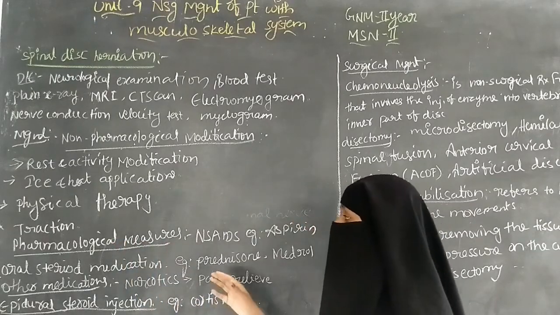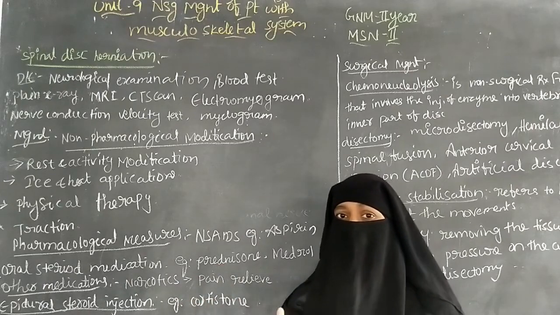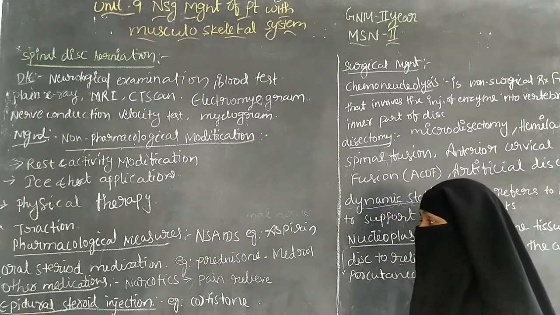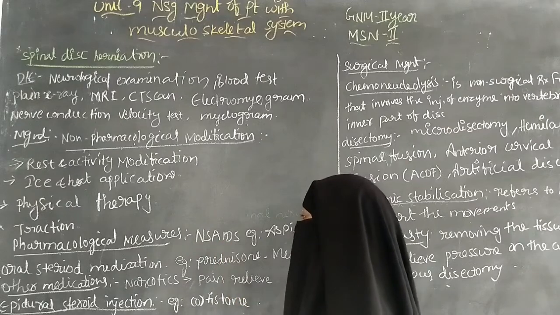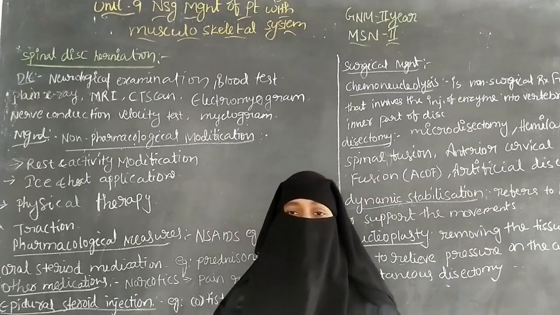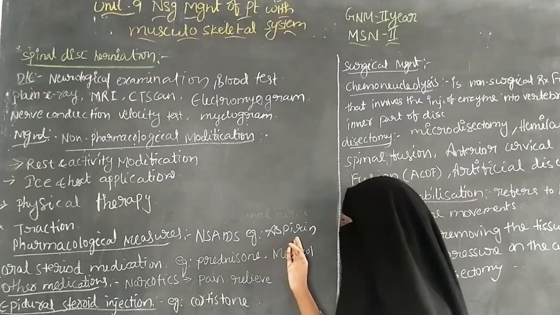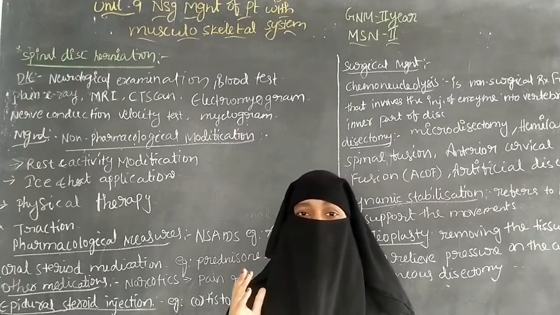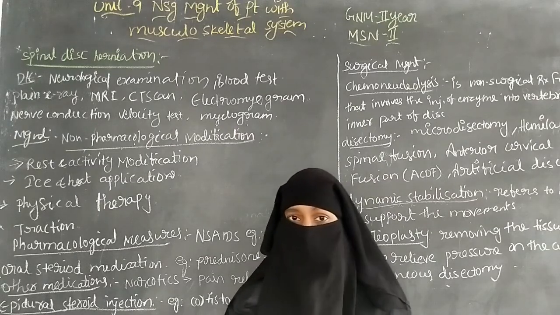Next one is pharmacological measures. In the pharmacological measures, there is a use of medications to treat the pain and to treat the spinal disc herniation. It includes the NSAIDs, the non-steroidal anti-inflammatory drugs. Examples are aspirin and ibuprofen. They can be used to reduce the pain and inflammation.